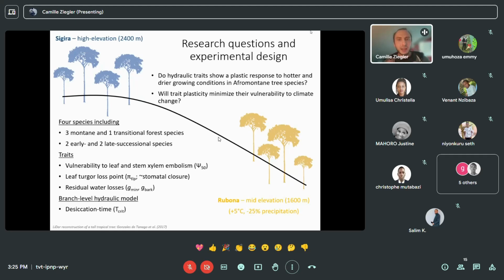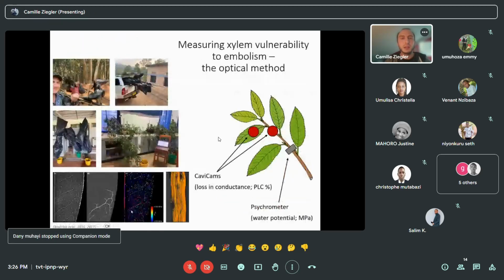And to get this net effect of trait plasticity and values, we used a branch-level hydraulic model to include all the observations. And this allowed us to calculate desiccation time, which we call T-crit. A point on the methods.